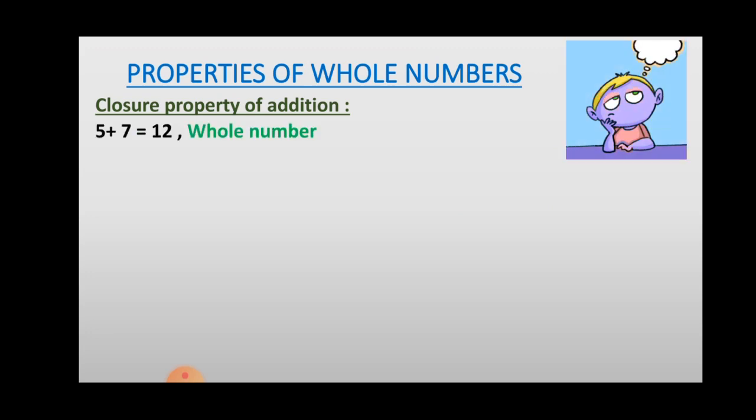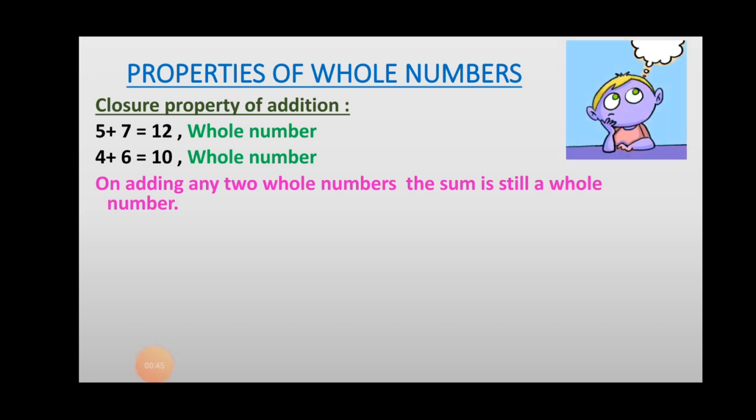So children, you can see here that we have taken two whole numbers and added them, and while adding them we have obtained the sum, that is equal to 12. You can see this sum is a whole number. In the same way, in another example, we have obtained the sum equal to 10, which is a whole number. So this closure property of addition states that on adding any two whole numbers, the sum is still a whole number.